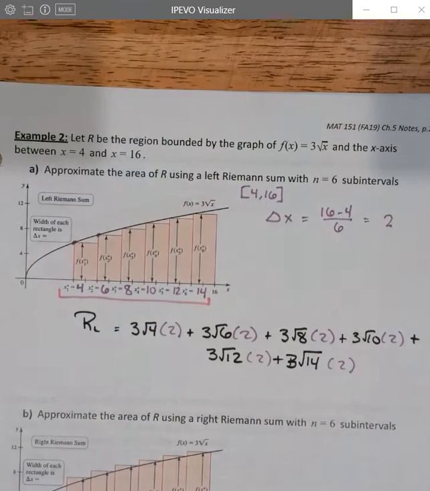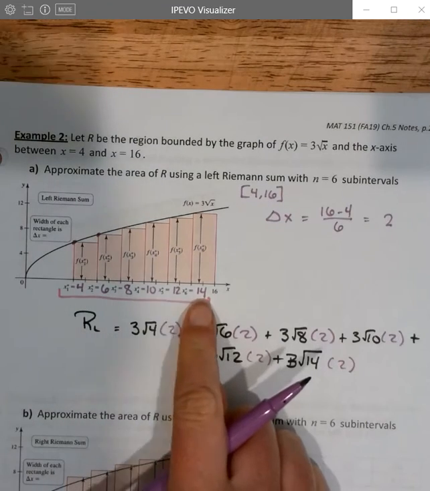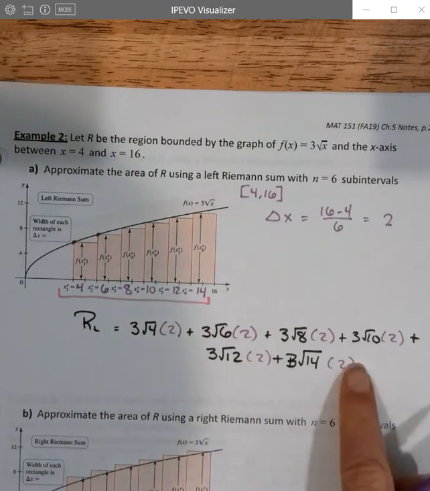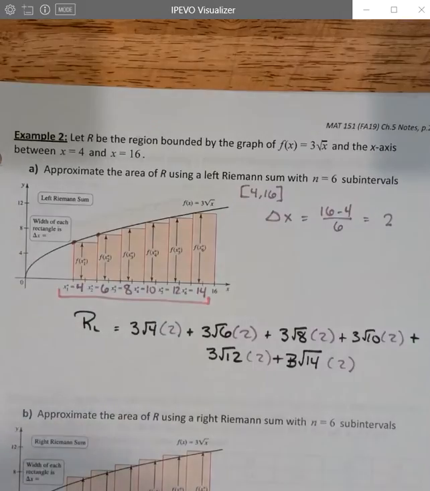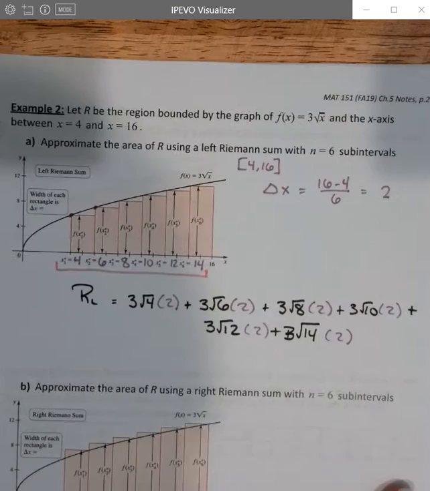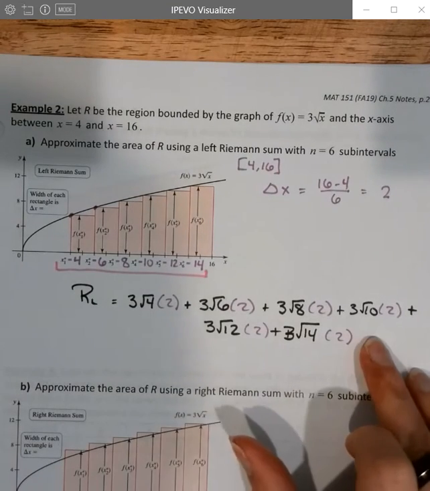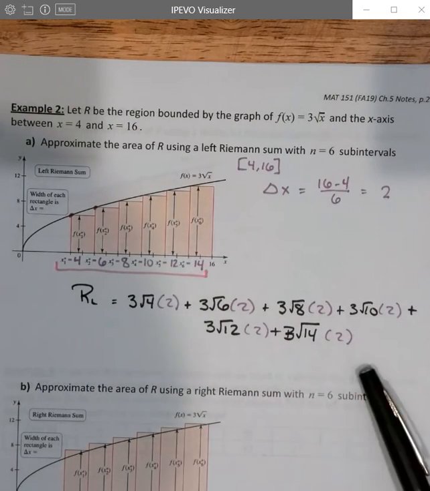Okay, I stopped because I hit my last left endpoint. So that should be all 6 pieces that I need to add up. All right. Now it does say I'm going to approximate this area. I'm not going to get these in a simplified form. We're just going to approximate them by adding them all up.